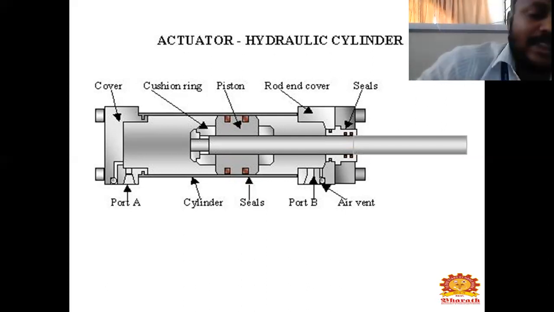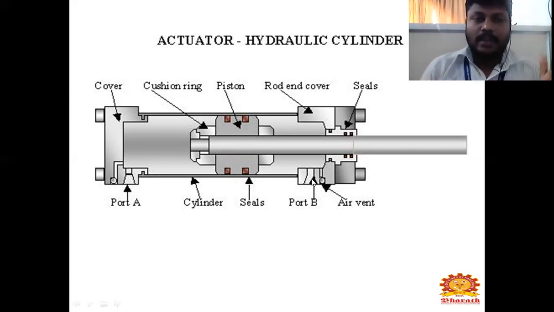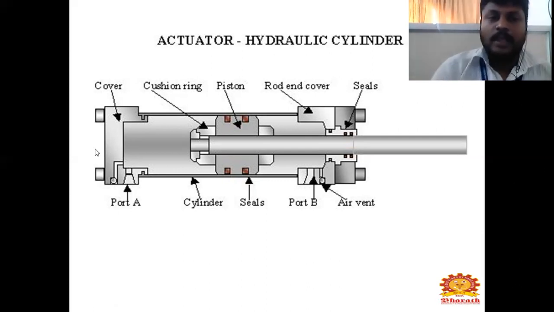First of all, you can see this is port A and this is port B. This may be an inlet port, this may be an outlet port. And this is the cylinder outer body, and this is a sealing for your cylinder.